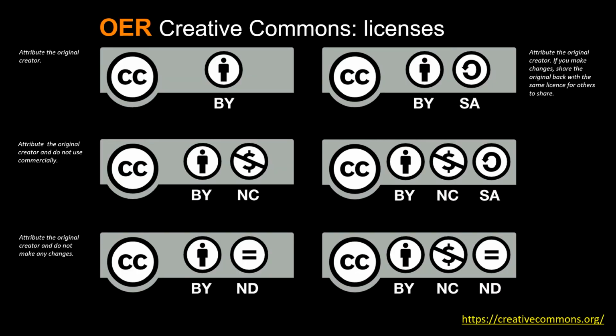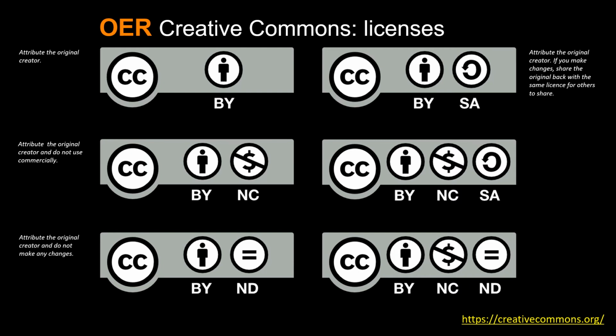There are 6 Creative Commons licenses which provide different permissions. CC BY means you use the resource but must attribute the copyright holder. CC BY non-commercial use means that you can't make a profit from the resources. CC BY ND means that you cannot make any derivatives. You must use the source as it is.